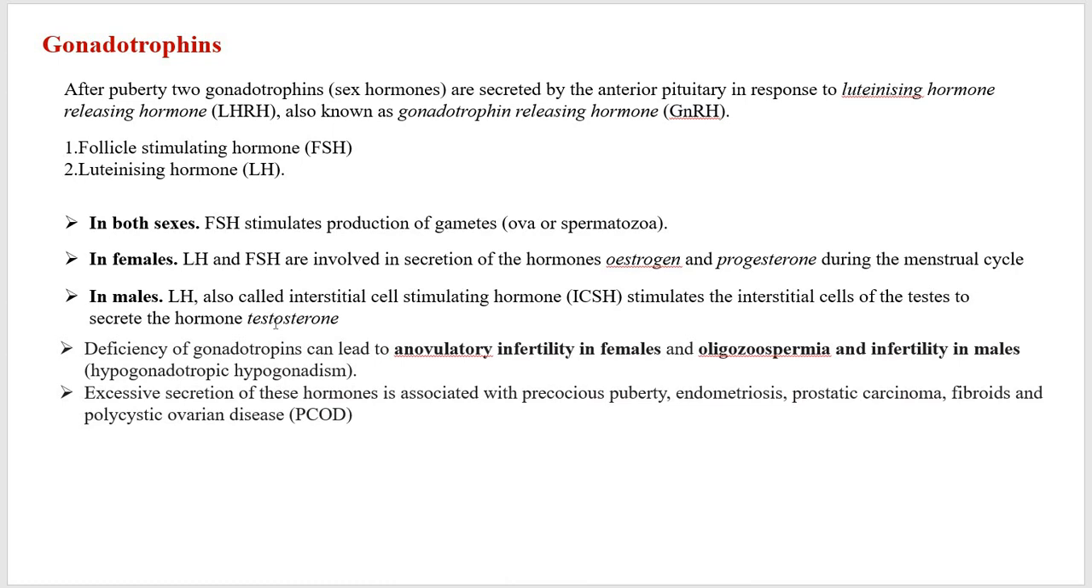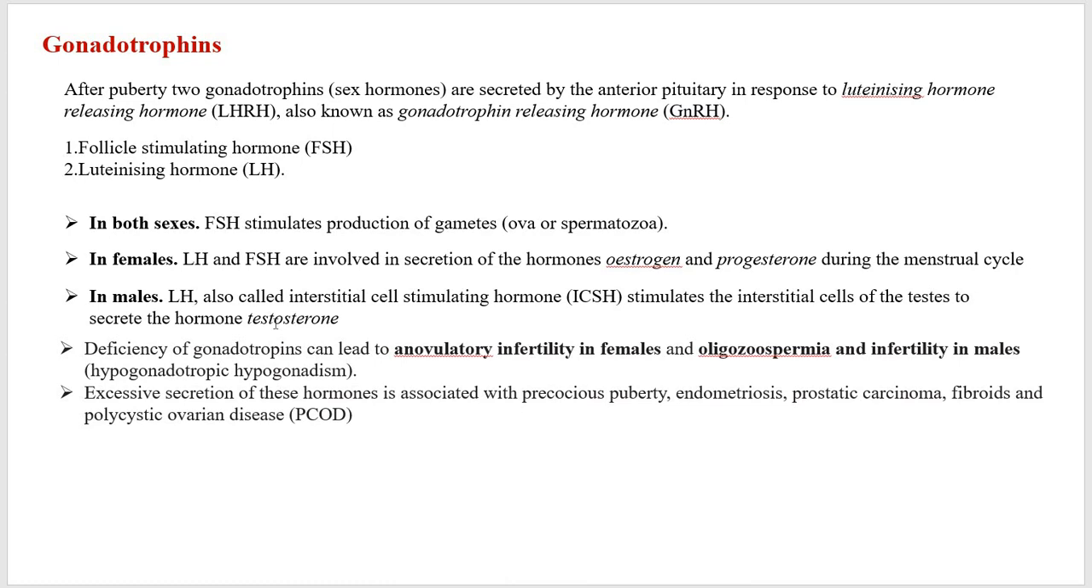So here the points that you have to remember are what the gonadotropins are and the secondary hormones which are responsible for the release of gonadotropins. There are two types of gonadotropin. First one is follicle stimulating hormone, and second one is luteinizing hormone. Then the luteinizing hormone releasing hormone or gonadotropin releasing hormone is the secondary hormone for these two hormones to release.